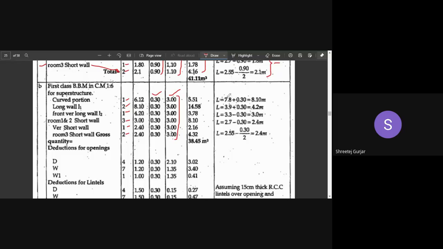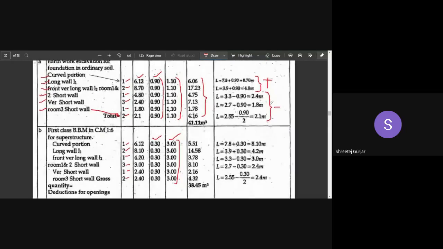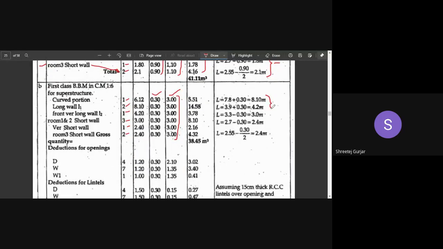Then moving on to the length calculation, similarly to what we have done here, we add our wall thickness, that is 0.3, for long walls, and for short walls we reduce our wall thickness. Up to here our method is the same, but here you can observe it is 2.55 minus only 1. Only minus 1 we have done.